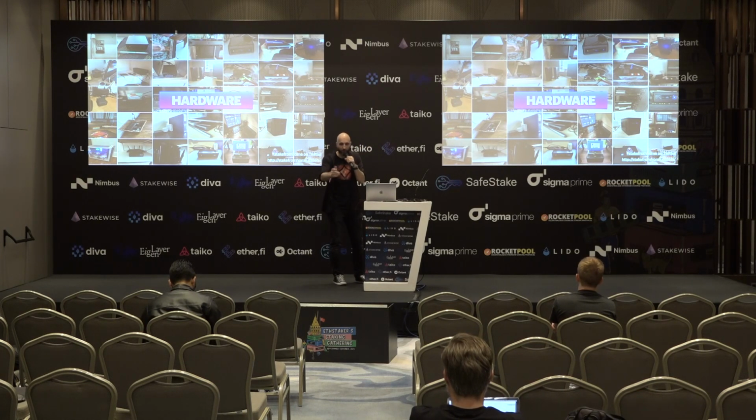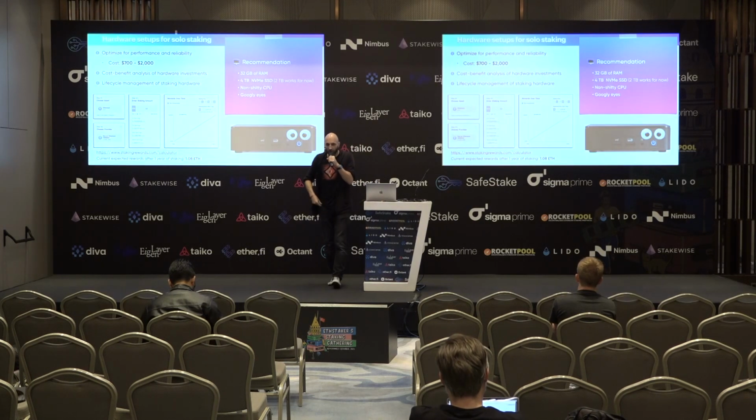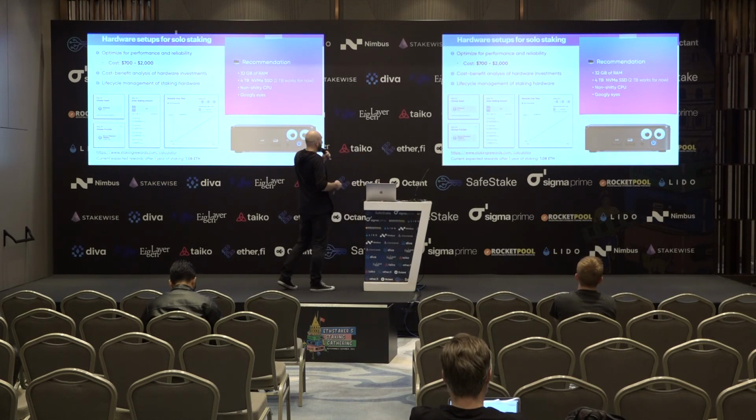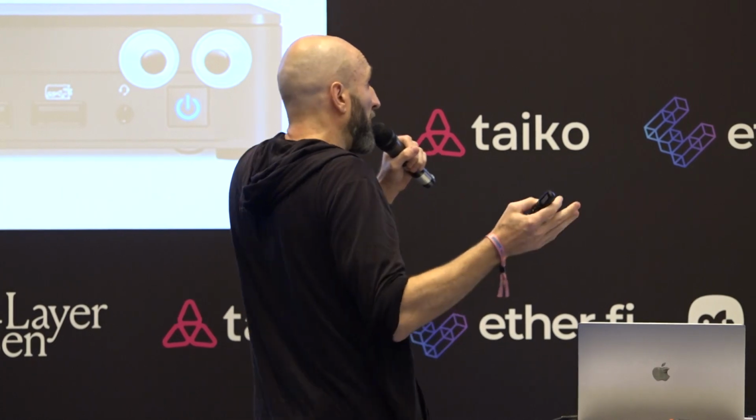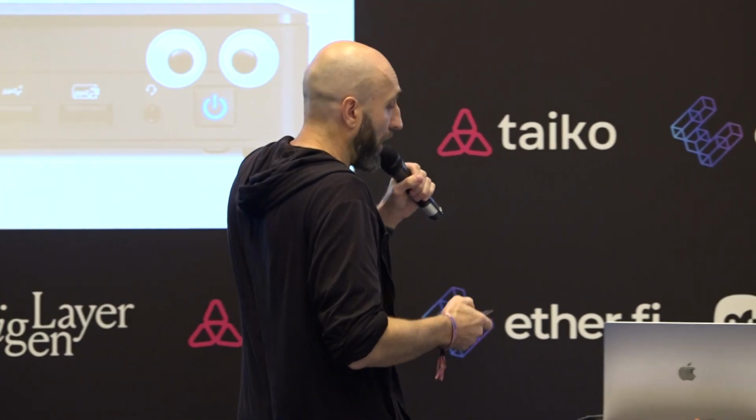And this is just some of the setups that people have at home. These are the things to consider. So for optimal performance, the price is around $700 to $2,000, depending on whether you want something that can run a node and a validator, or something really powerful and future-proof for a few years ahead. Then you're probably closer to $2,000.